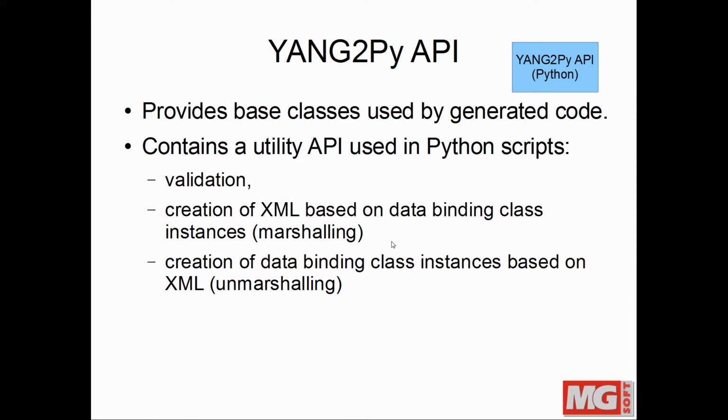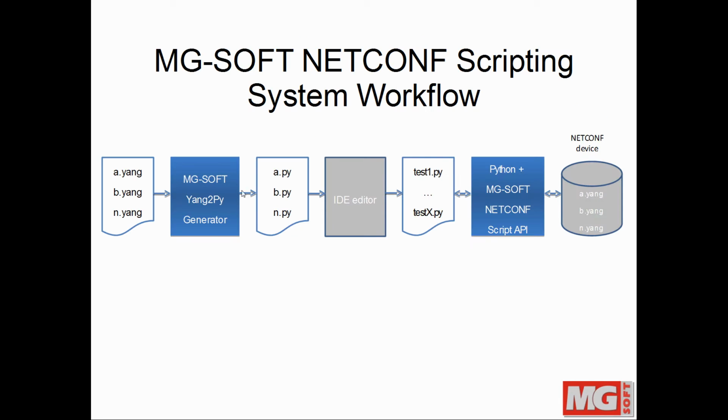As already mentioned, the YANG2PY API provides some base classes used by generated code and a utility API to be used in Python scripts. The latter provides means to serialize data binding class instances into XML and deserialize XML back to data binding class instances. It also validates the class instances during the serialization and deserialization process. Everything you need to make a Python script Yang model aware is provided by the two parts of YANG2PY. So now we've gone through the first blue box in the diagram, and now we'll proceed to the second one, the Netconf Script API.